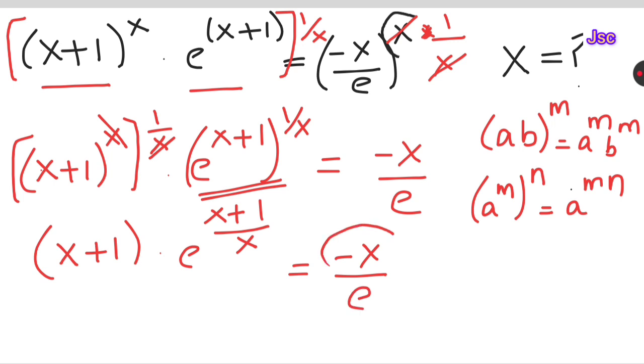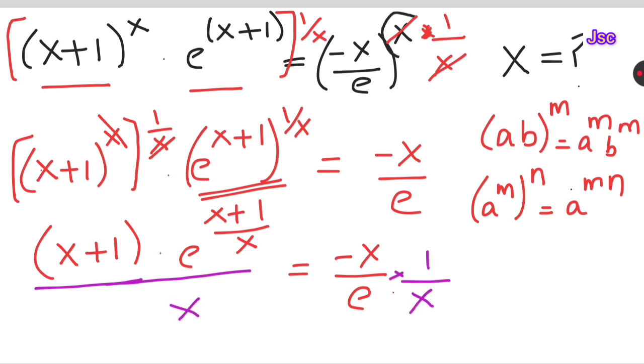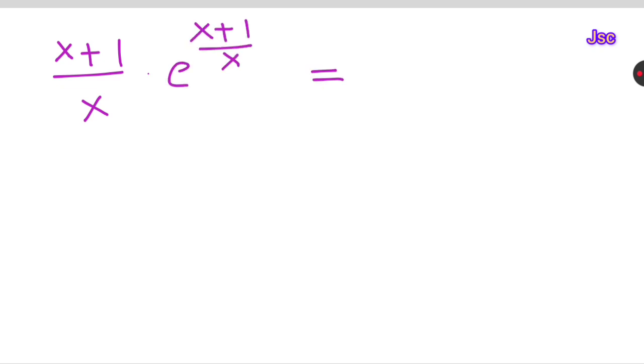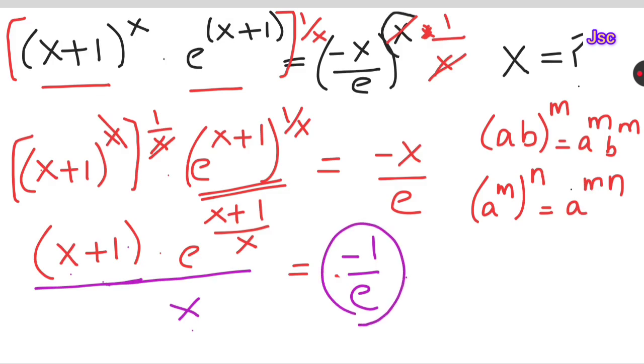On the right hand side we have an x, and on the left hand side we have x+1. So to make it x in one place, I am going to divide by x on both sides. Then the x and the x get cancelled. On the right hand side we are left with only -1/e, and on the left hand side we have (x+1)/x. So we write (x+1)/x times e^((x+1)/x) is equal to -1/e.